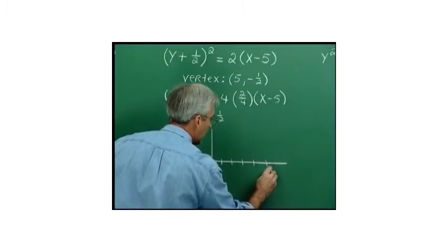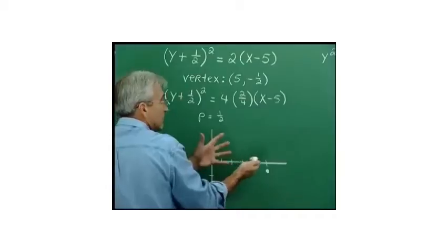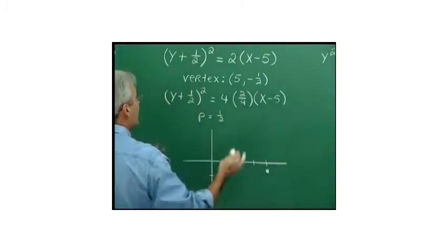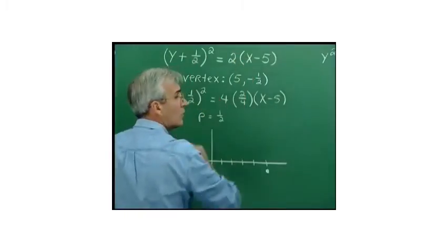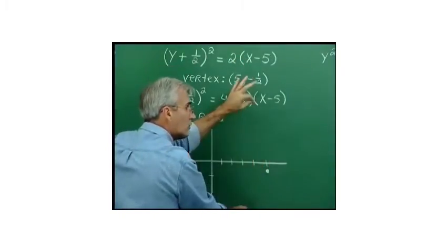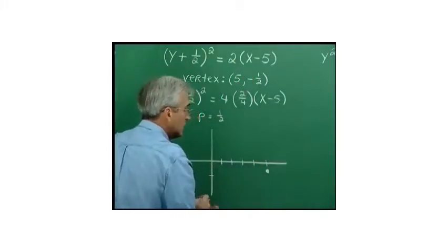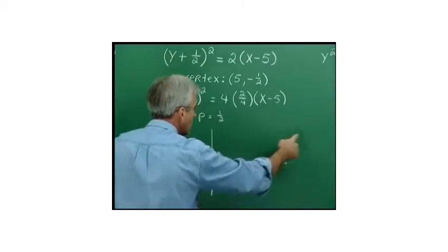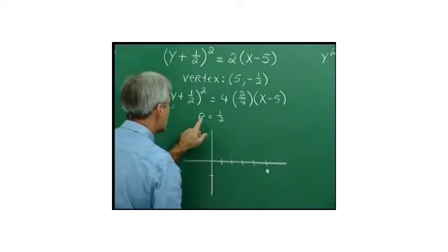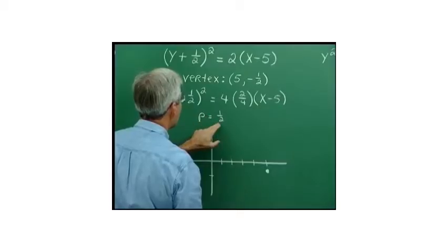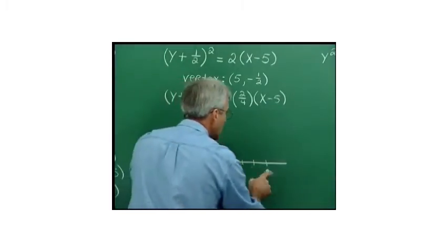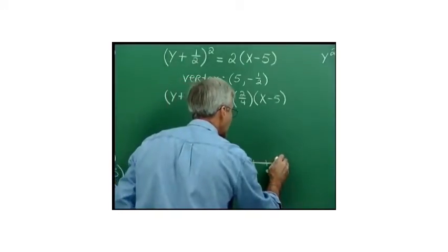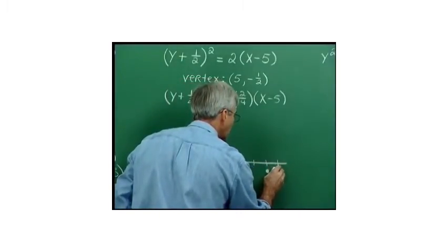All right, now, which way are we opening? There's the vertex, but do we open left, right, up, or down? Well, the y is squared and x is to the first degree, so 1 x generates 2 y's. We're opening to the side. Now do we open this way or that way? The value of p will help us with that. P is 1/2. Aha, that's a positive 1/2. So from here, horizontally, positive 1/2, we go over to this point.